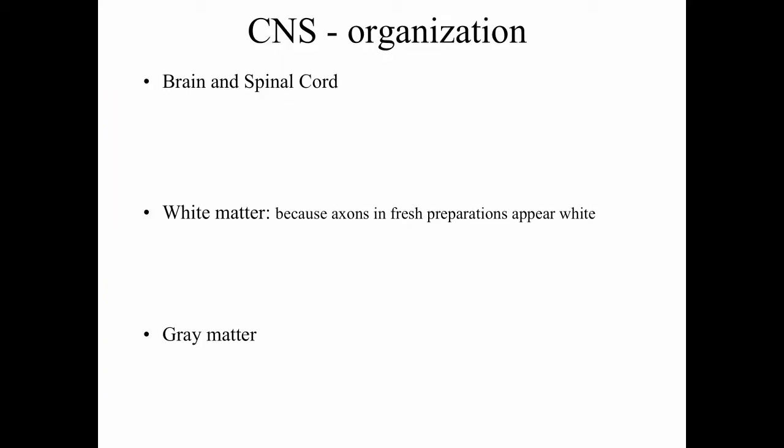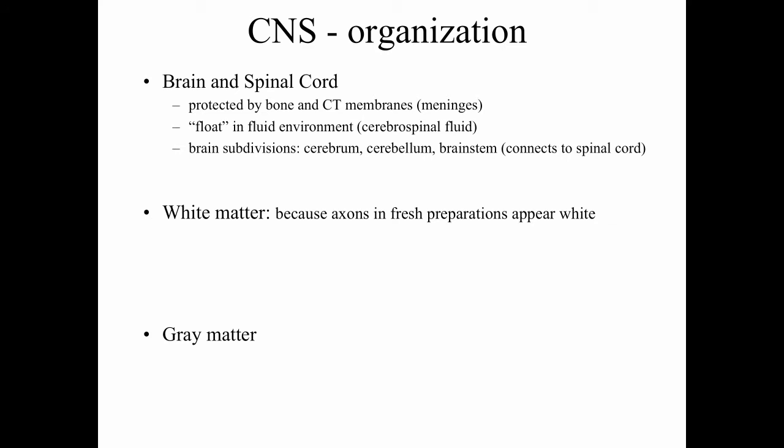What are we going to expect you to be able to identify with respect to organization of the central nervous system? We clearly want you to identify regions of the brain and the spinal cord. And the brain and spinal cord, as you know, are protected by bone and by connective tissue membranes called the meninges. The brain and spinal cord, if you want, float in a fluid environment, the cerebrospinal fluid. We want you to be able to identify histologically the cerebellum and the cerebrum. We won't ask you to identify histologically the brain stem, but we want you to identify and distinguish cerebellum, cerebrum, and spinal cord.